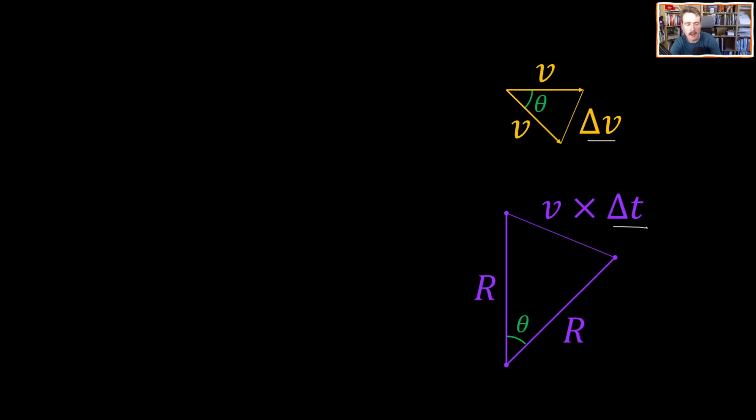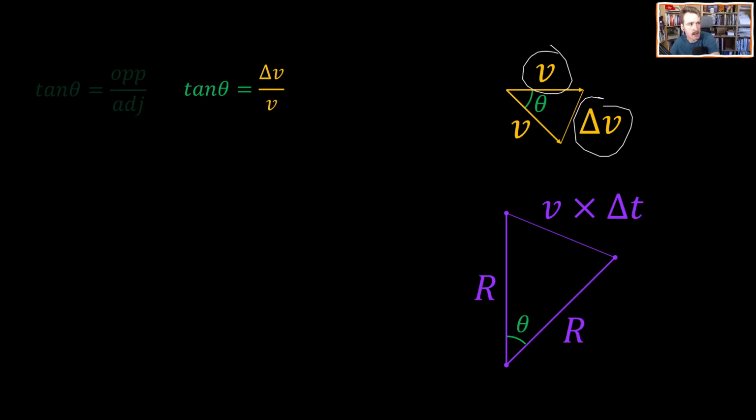So, a bit of time passes, and the velocity at the start of the bit of time passing and the end of the bit of time passing, the change in that velocity gives us our acceleration. So now we can start doing some stuff with our angles. So we know that tan theta equals opposite over adjacent. So in this case, we've got opposite over adjacent is here and here.